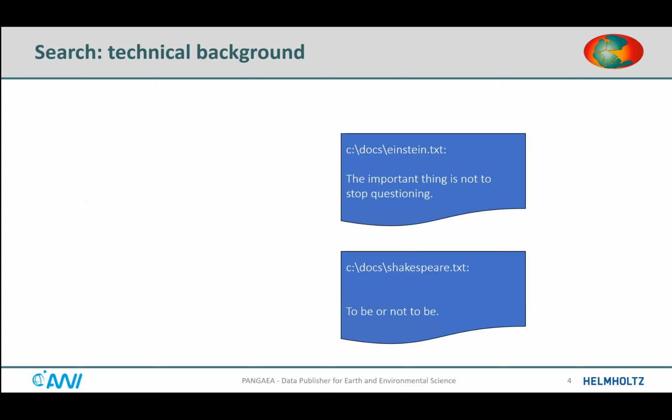So let's assume we have two data sets. One is called Einstein and the other one Shakespeare. And we have a search query. We want to know in which of these texts the word "not" appears. There's one way of doing it, and that would be a comparison word by word. That's called string comparison, and that's actually really slow. So therefore, we have a different thing that's called inverted index.